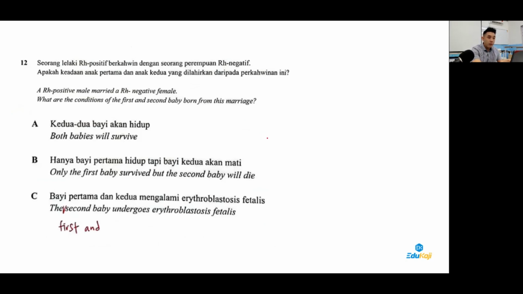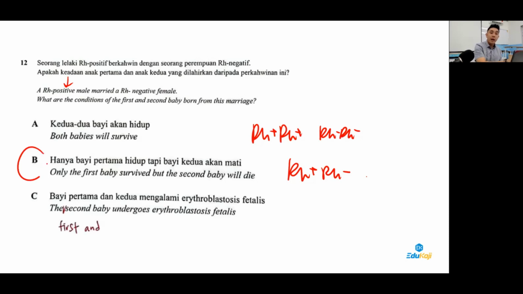For question 12, still chapter 10 transport. An RH negative male married an RH negative female. Sorry, not RH negative, RH positive. So an RH positive male marrying a negative female means the kid will be positive. So normally the first baby will survive, but the second baby will die.